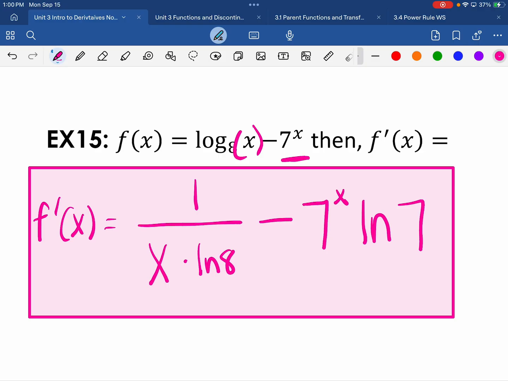All right, so a lot of memorizing. Yeah, that's unfortunate. So you just got to know the rules. If you know them, they're not hard to use. You have to know them.